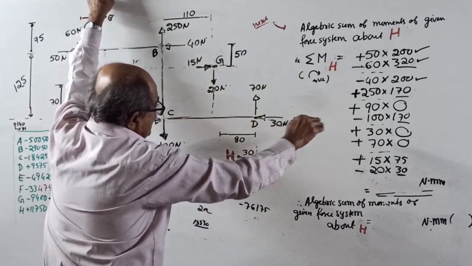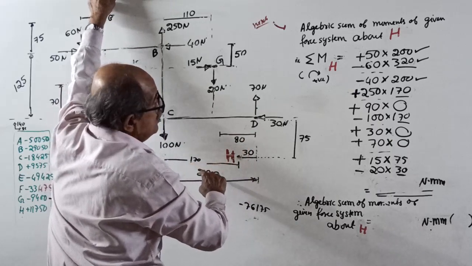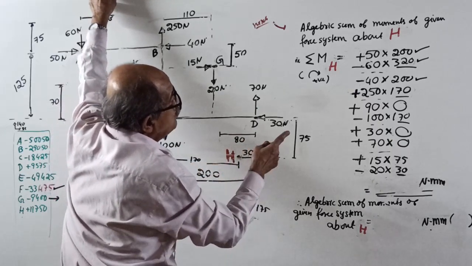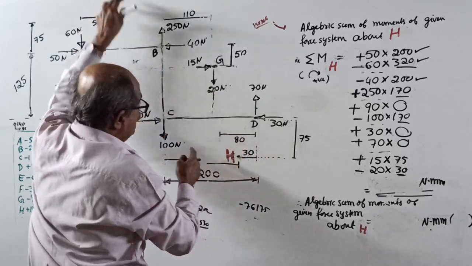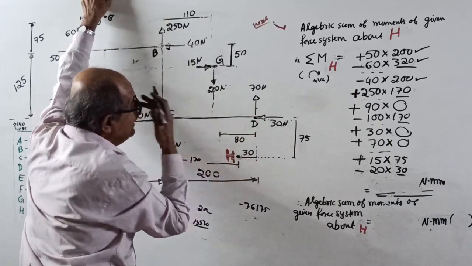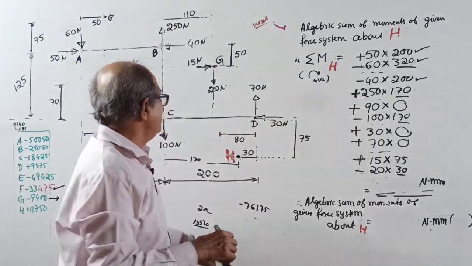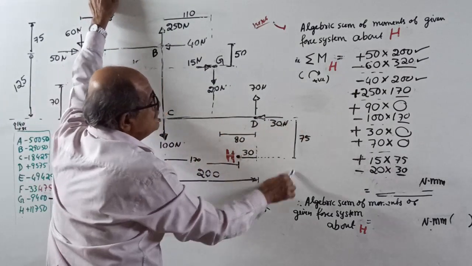My 90 into 75. 90 into 75. Why did I put 0 there? Why 90? Oh, see, we are not taking moment about this point. You are taking moment about this point. See here, it happened. I suddenly moved. That red color was on. That's why, see, 90 into 75.